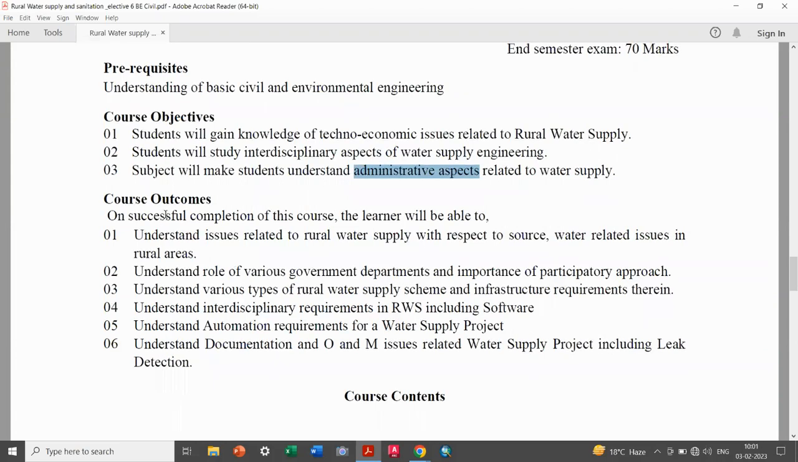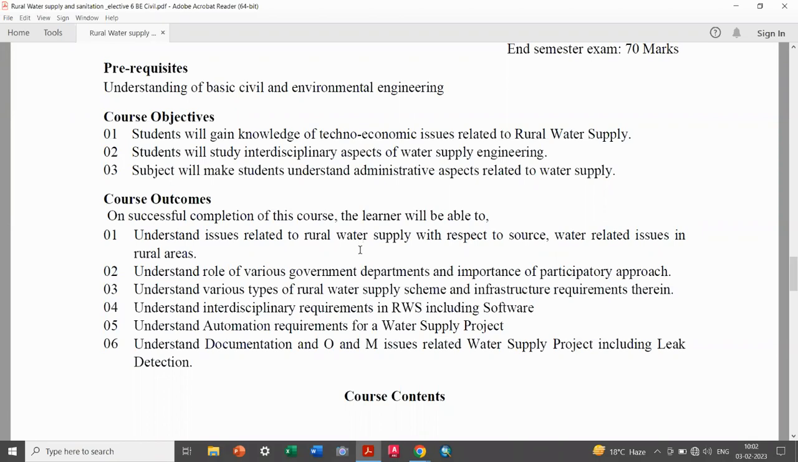Course outcomes means, after completion of this course, what you will be able to understand or what you will learn. Understand issues related to rural water supply with respect to source, water related issues in rural areas. There may be different issues, for example if the authority has constructed a well for the water supply system, that particular well may not have water in the summer. So that is a reality, and we need to plan differently so that water will be available for that particular well.